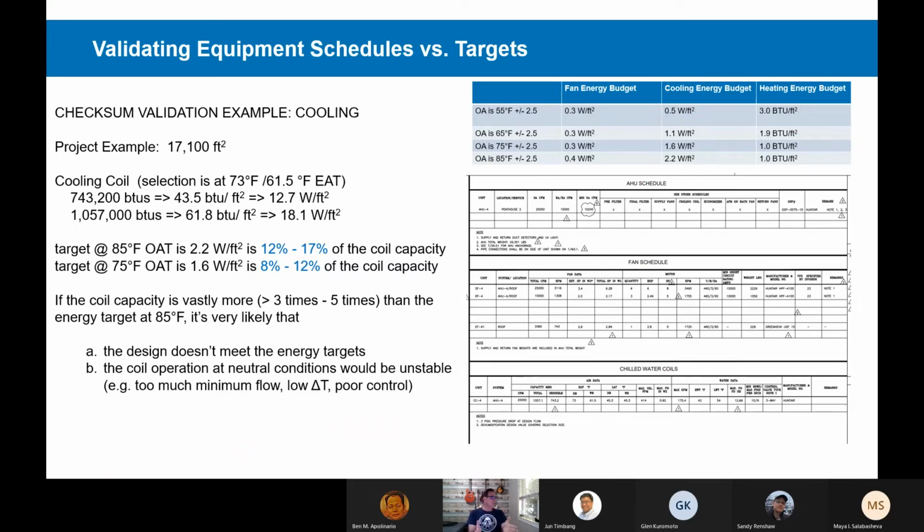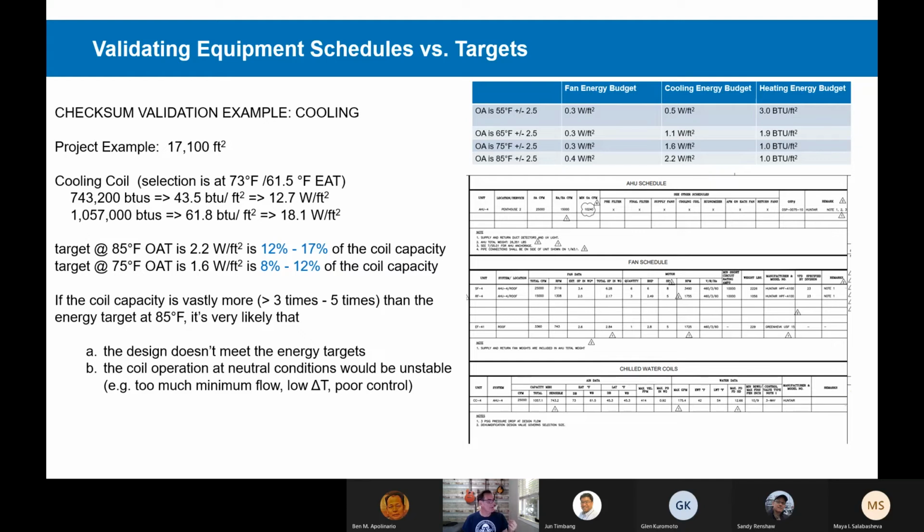But even if you do an energy model, you still have to look at your equipment schedules and make sure that the equipment that we're scheduling can meet those energy targets. And we'll talk through some examples here. This example is a 17,000 square foot project. The cooling coil has 70,000 BTU as sensible, 1 million BTU a total. That's 12.7 to 18.1 watts per square foot.